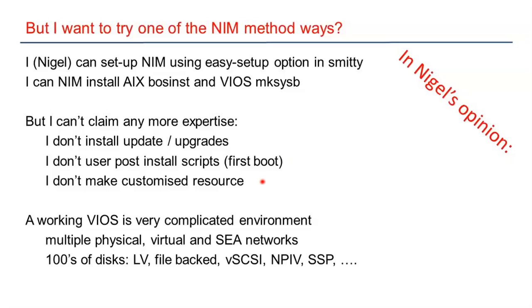And the VIOS can be quite complicated. If you're installing AIX, you only need one network adapter and a disk and you're away. The VIOS is nearly always complicated. It has multiple physical networks and fiber channels. Then it has virtual networks and lots of disks of different types in there. It is a fairly big, complicated LPAR in that sense of the word. So it is more complicated installing a VIOS than a standard LPAR.